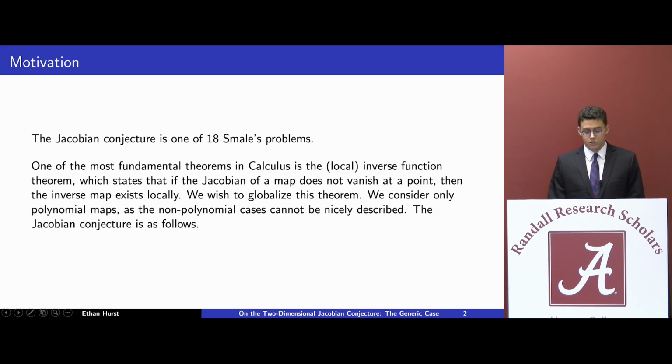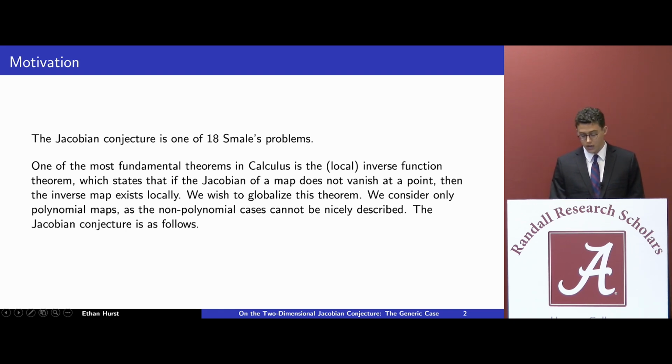So the Jacobian conjecture is one of Smale's 18 problems. One of the most fundamental theorems in calculus is the local inverse function theorem, which states that if the Jacobian of a map does not vanish at a particular point, meaning it doesn't go to zero, then we know that the inverse map exists locally. The goal of this project is that we want to globalize the idea in that theorem. We consider only polynomial maps, as non-polynomial cases can't be described in a nice way.